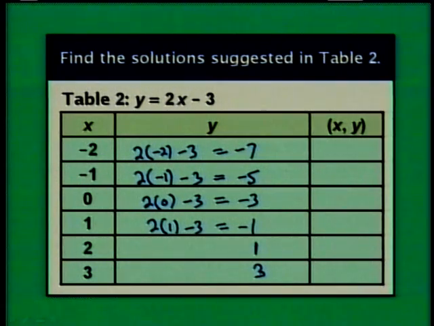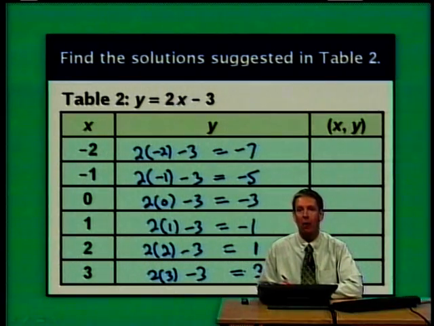Let's check. When x is 2, the value of y is 2 times 2 minus 3. 4 minus 3 equals 1. When x is 3, the value of y is 2 times 3 minus 3. 6 minus 3 is 3. So our pattern worked. Now, I want to make another comment about this table.